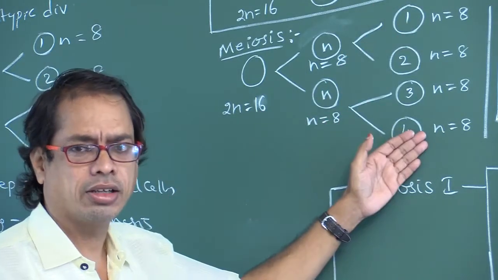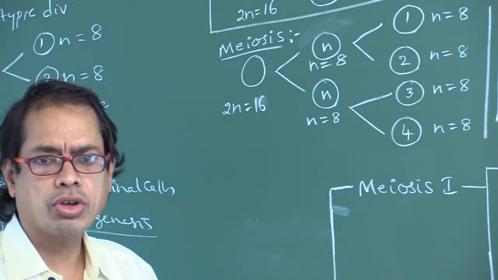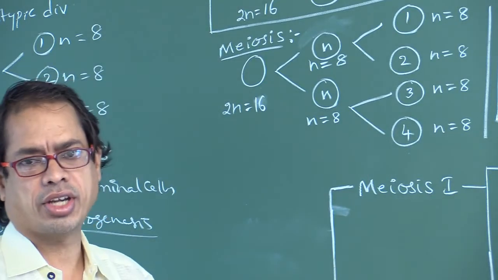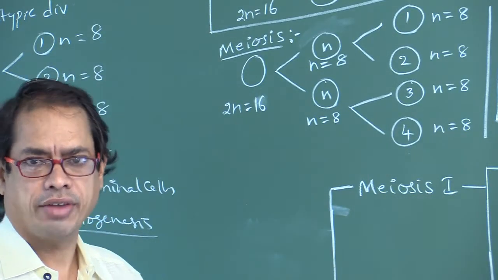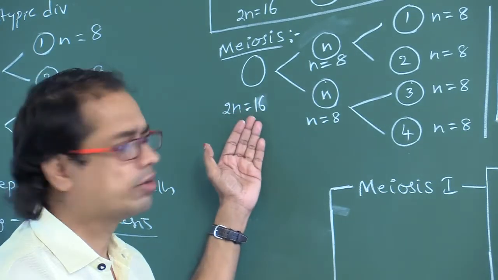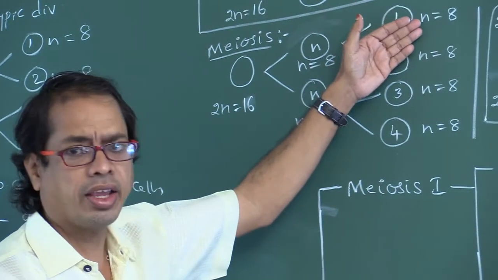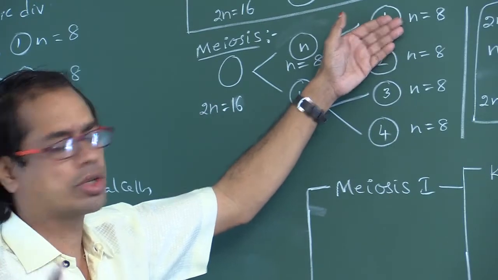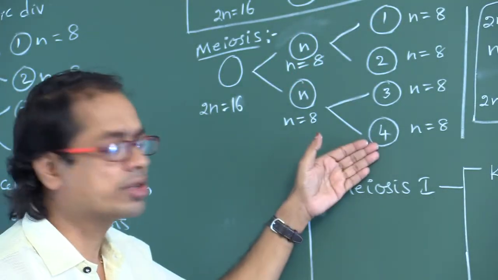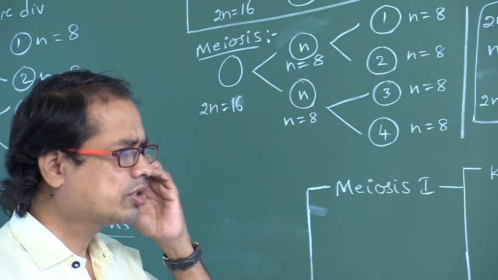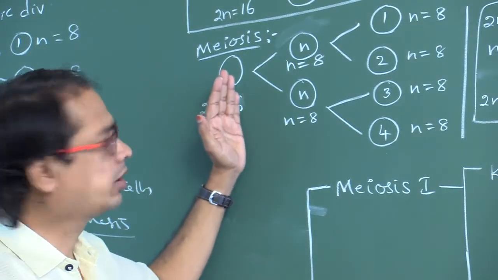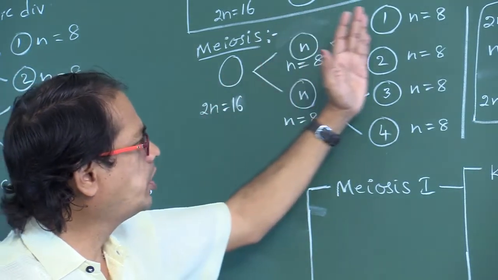2n becomes n. That's why the meiotic division is also called reductional division, RD. 2n is equal to 16. Finally, each daughter cell has the haploid number of chromosomes. One cell becomes how many daughter cells? 4 cells. So this meiotic division contains meiosis 1 and meiosis 2.